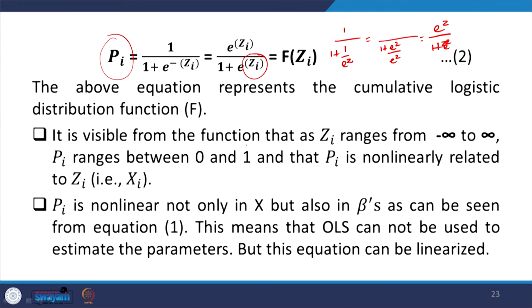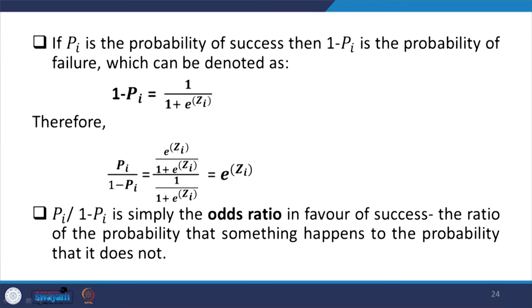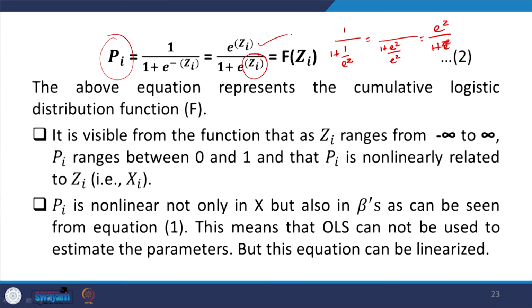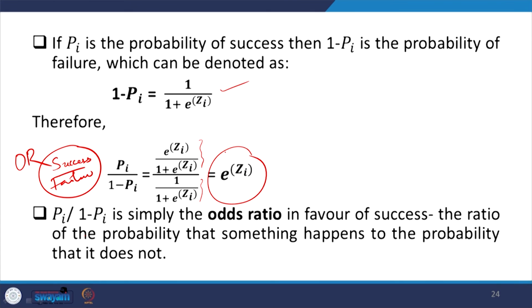So, the probability of success is P I, and 1 minus P I is the probability of failure, where probability of success we said it is e to the power z I divided by 1 plus e to the power z I. And 1 minus this will be 1 upon 1 plus e to the power z I. Then the success divided by failure is nothing but called odds ratio, P I upon 1 minus P I, which, if you divide the success by the failure, as we already defined, boils down to e to the power z I. So, P I upon 1 minus P I is simply called odds ratio.